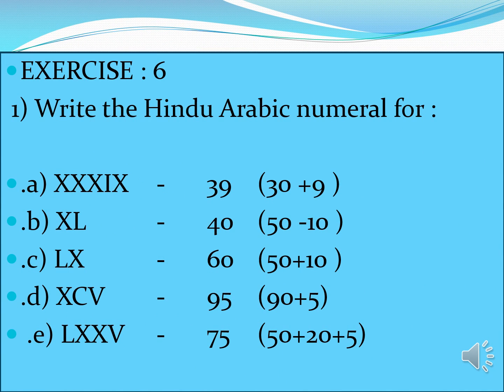Next we can do the exercise question. What is the first question? Write the Hindu Arabic numeral for the given Roman numbers. The first number is XXXIX. XXX represent 30. IX means we want to subtract 1 from X. That means 9. So which number is represented here? 39.